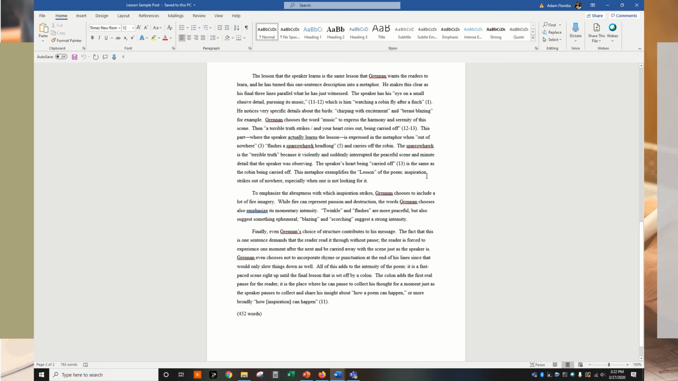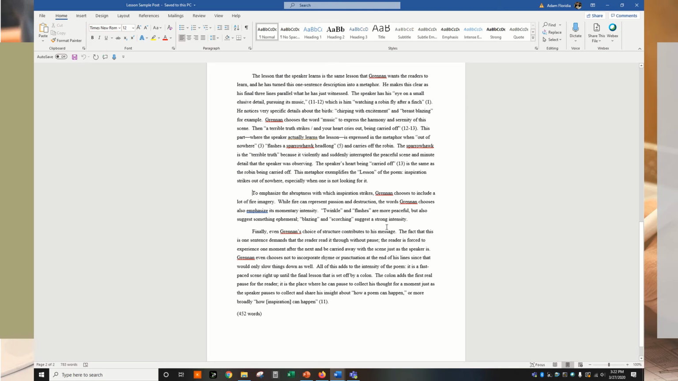That was his choice. The sparrowhawk is the terrible truth because it violently and suddenly interrupted the peaceful scene and minute detail that the speaker was observing. The speaker's heart being carried off is the same as the robin being carried off. This metaphor exemplifies the lesson of the poem. Inspiration strikes out of nowhere, especially when one is not looking for it. Hopefully, this is a thorough explanation and analysis of how Grennan used the poem as a metaphor. Some other ideas, some other choices he made.